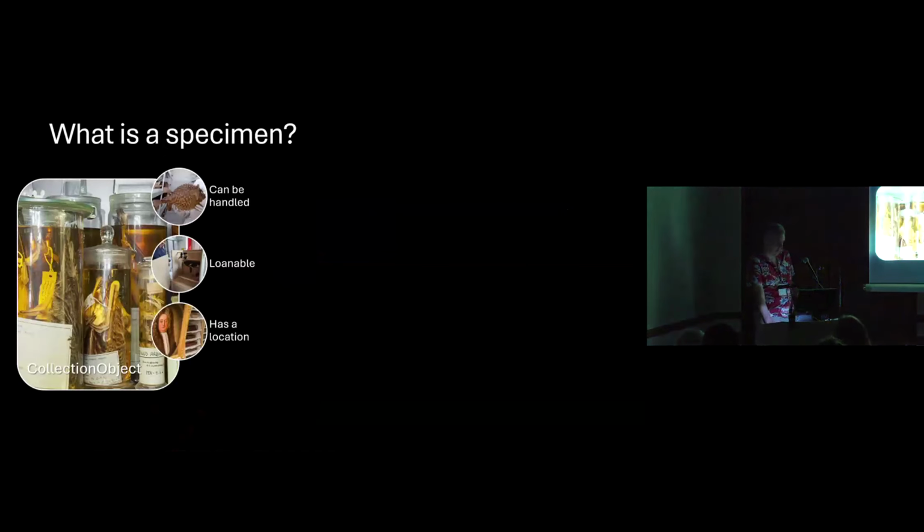So then we ask, what is a specimen? The word specimen has many different meanings in the curation community. So I only use it in the context of describing things. It's not really used as a term in the model because it means lots of different things. So we consider what can be handled, what is loanable and has a specific location in the collection, and we call this a collection object.